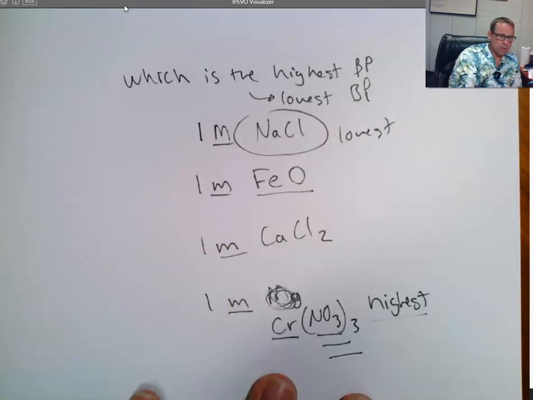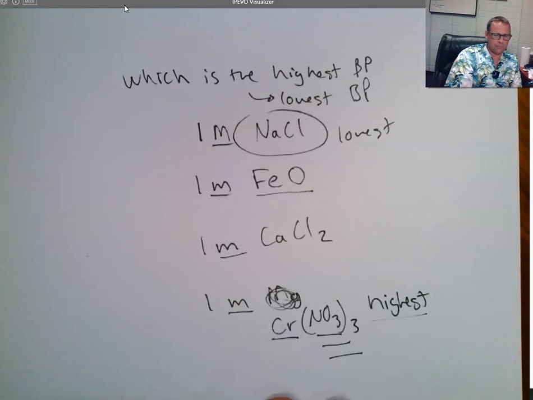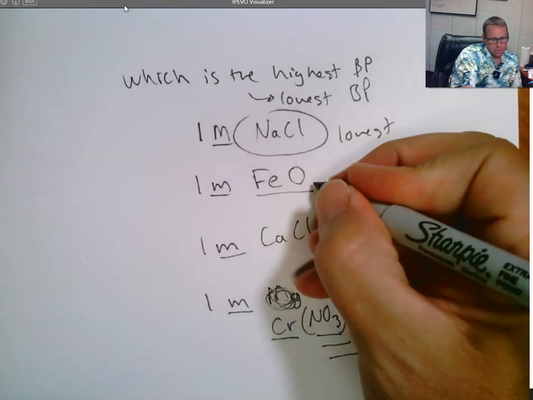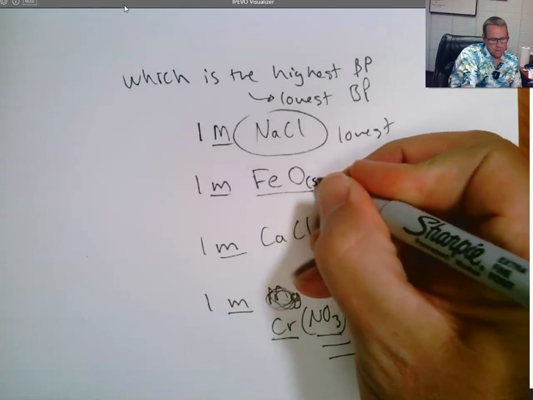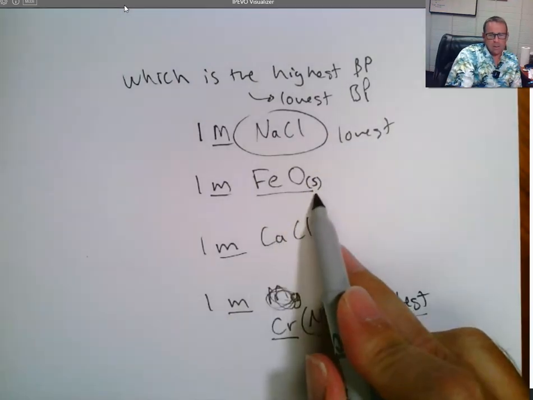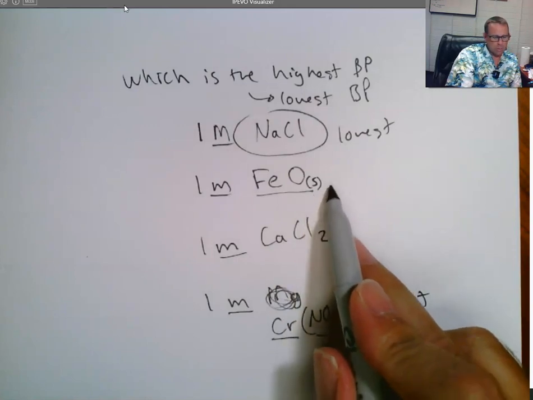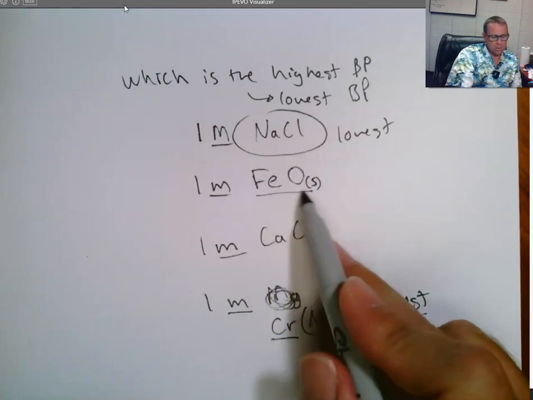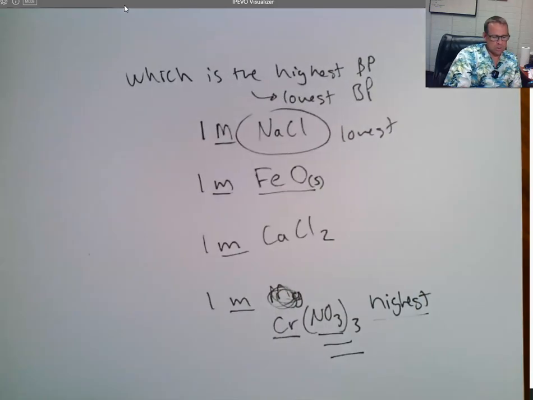Now, did you consider this one at all, Aisha? All right, this was just a little review, but iron oxide is not soluble in water. So that one won't change the boiling point. That'll still be at 100 degrees. And then this would be the second highest, right? 3 ions.